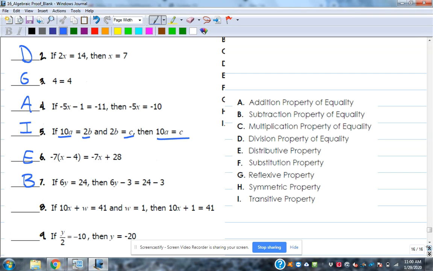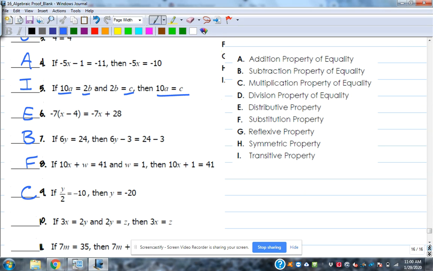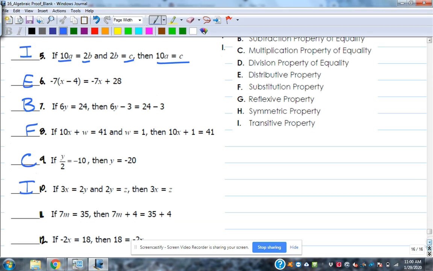And then 8, what is it? Substitution. When W equals 1, you put that in the place of it. So substitution is F. Number 9, multiplying. 10. This is the 3 one again, the transitive, right? Transitive, yes. Yeah. I don't know, I'm gonna say wrong, but it says wrong. New rule, no saying that.